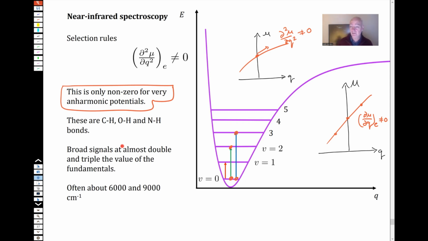You get these broad signals. They're often double and triple the values of the fundamentals. Not quite, because the anharmonicity not only creates this asymmetry, but you'll notice that these levels are getting closer and closer together. So this level is further apart than this level, further apart than this one, and this one. They actually start to compress.